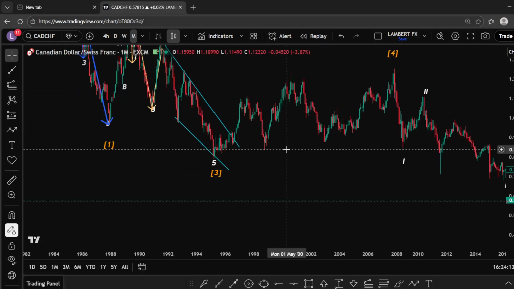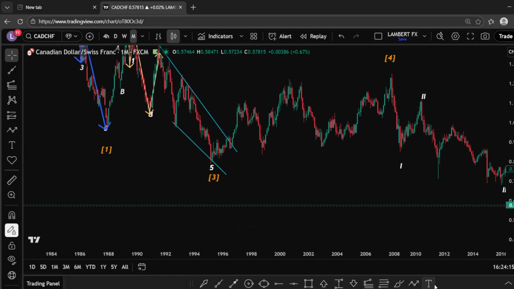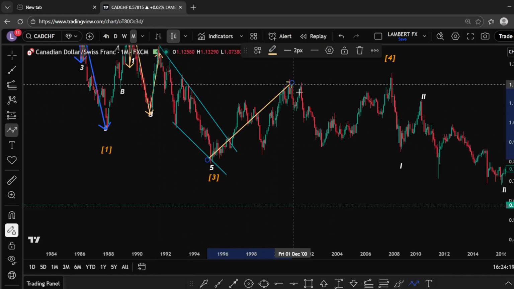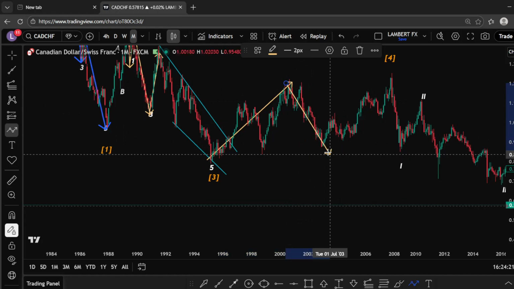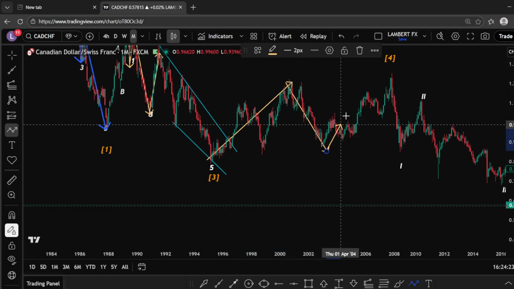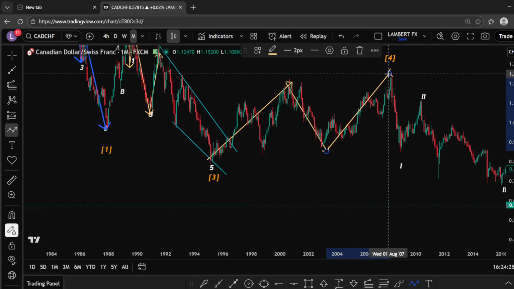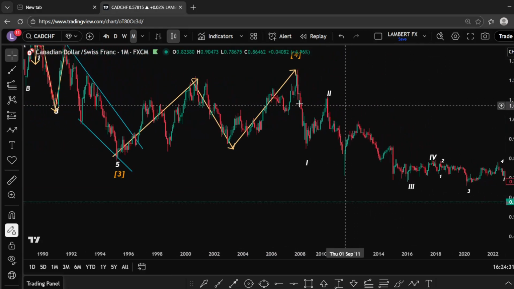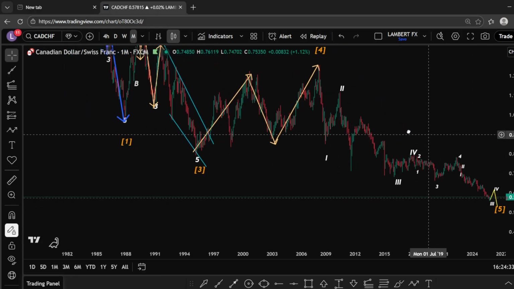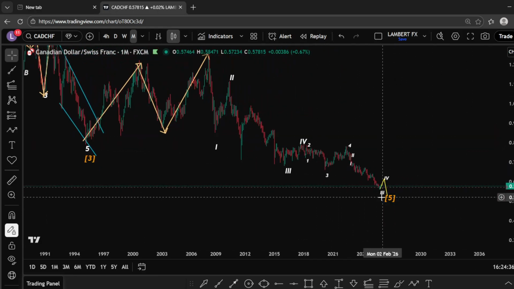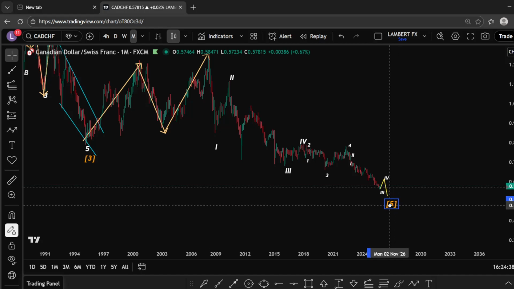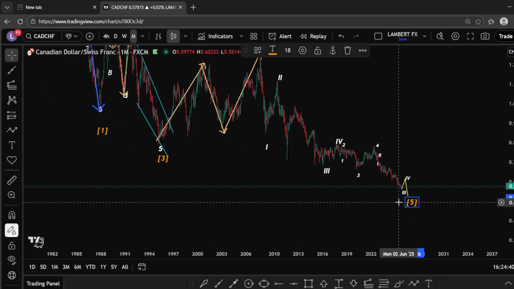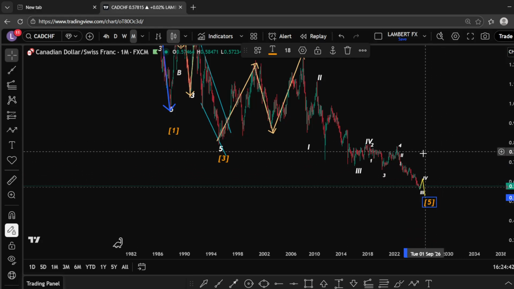Then we corrected, our ABC. So this is A, my B, and my C there, which is my number 4 leg. And then we're pushing down for the 5th leg. We should complete somewhere here for longs.